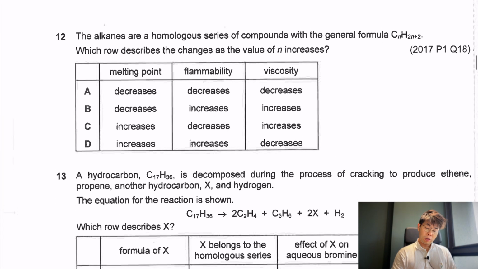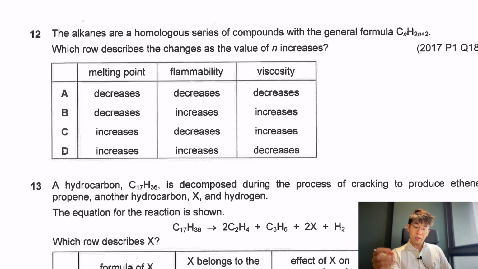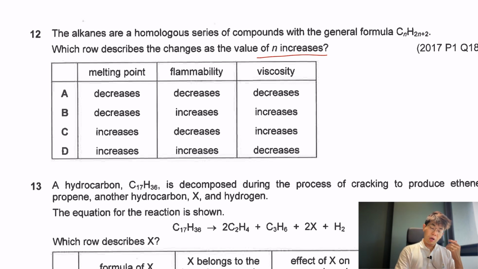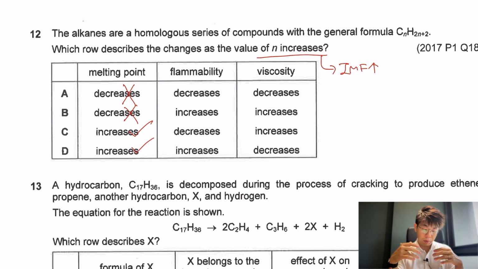Question number 12. So alkanes are a homologous series, and as n increases, the size increases. So we have discussed this just now. When the size increases, let's write it all down. IMF increases. So if IMF, or intermolecular force, increases, the melting point will increase as well. So this 2 is wrong. As the thing becomes bigger, it becomes harder to burn because it's very big. It's harder to burn. So flammability decreases. This is wrong. And the bigger it is, the stickier it is, the more viscous it is. So increase. So C. Right, let's move on.